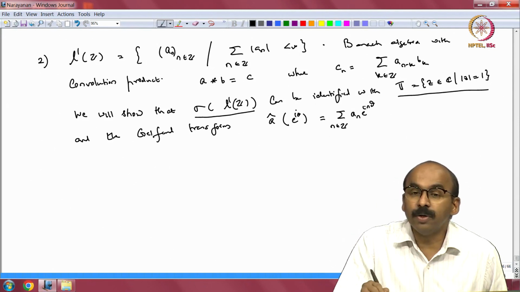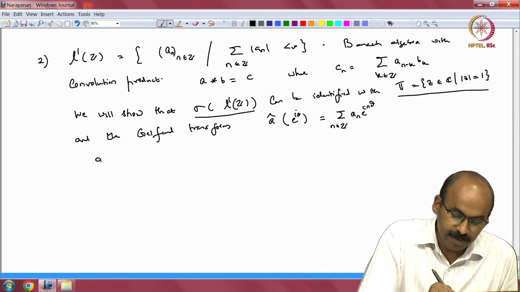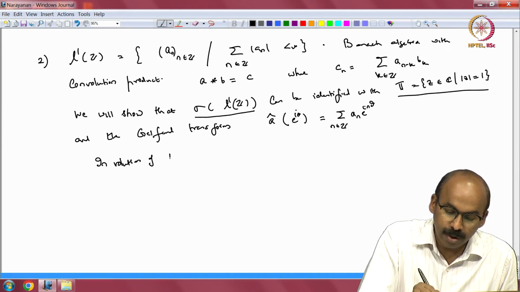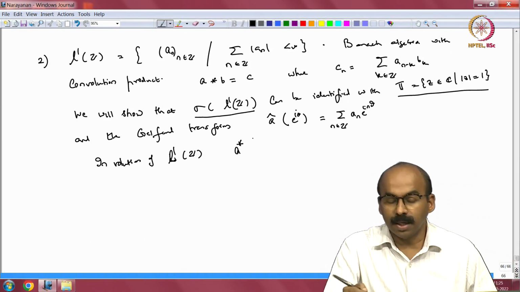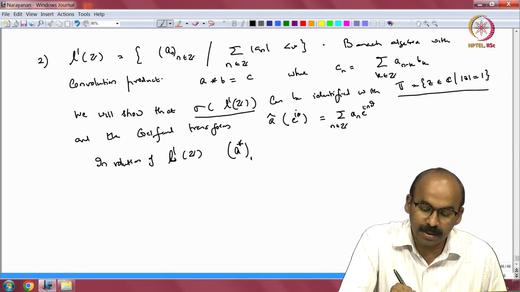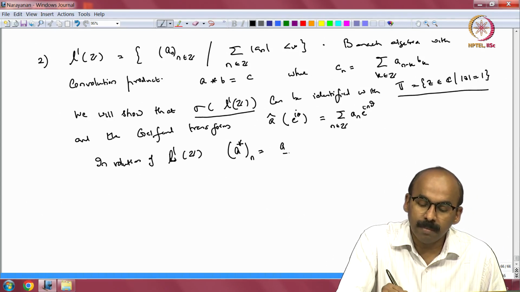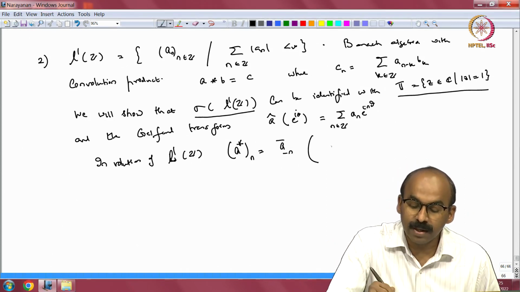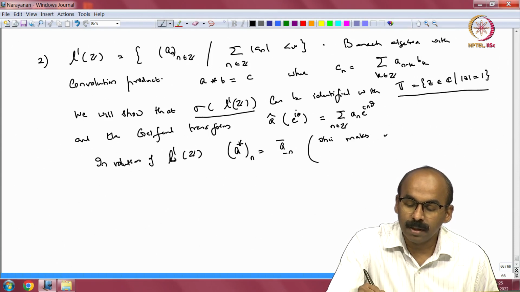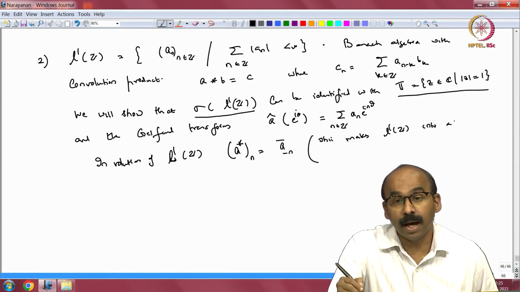It is also possible to define an involution on L1 of Z. So, A star. I should tell you what A star is. A star is a sequence, so its nth term is A minus n bar. This makes L1 of Z into a Banach star algebra.